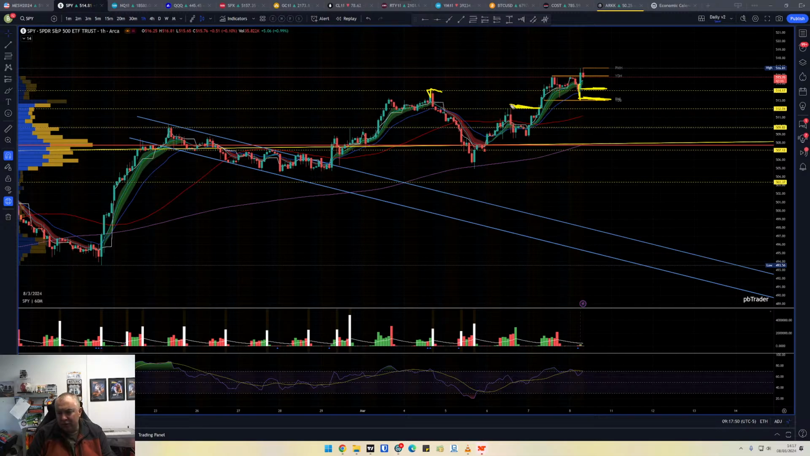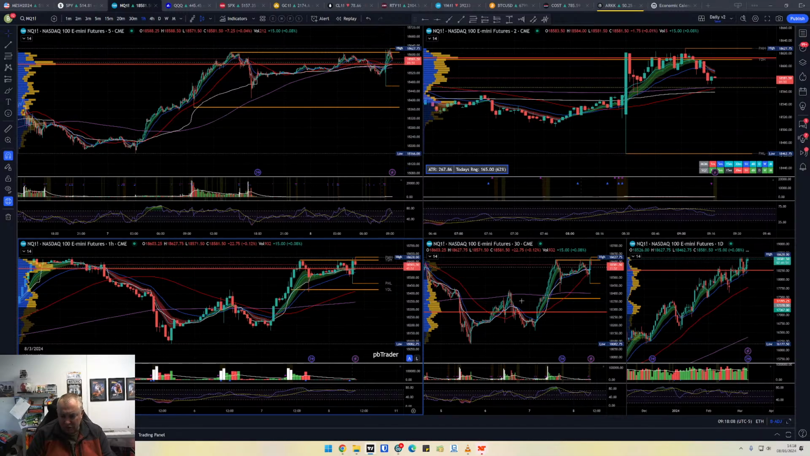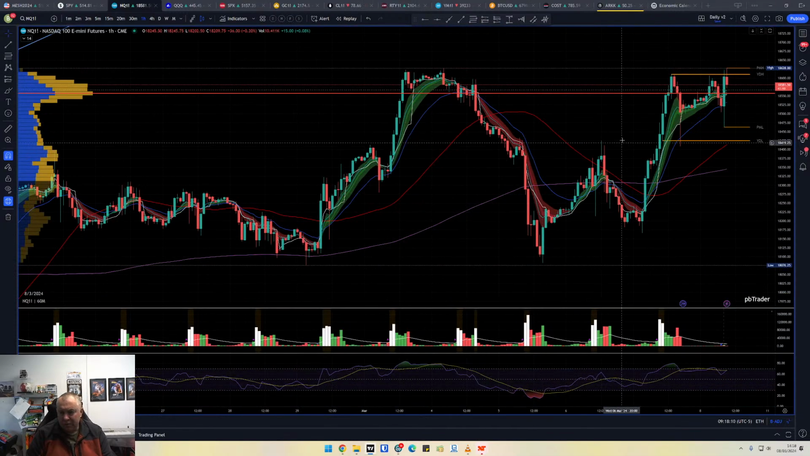Otherwise, 512 for a bounce off of that pivot and bottoms of these candles, or we can watch for a bounce around, this is not my greatest idea, 509 and then 507. These are the two areas to watch for bounces. Nasdaq, again, the values may change because of the rollover, so I'll just give you the pivots I'm watching.